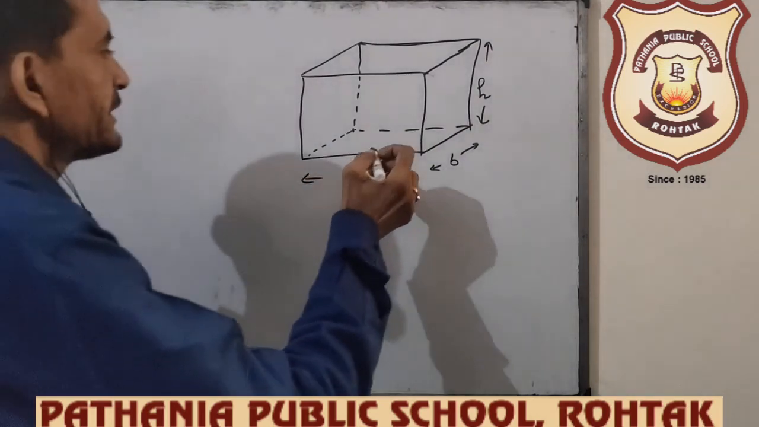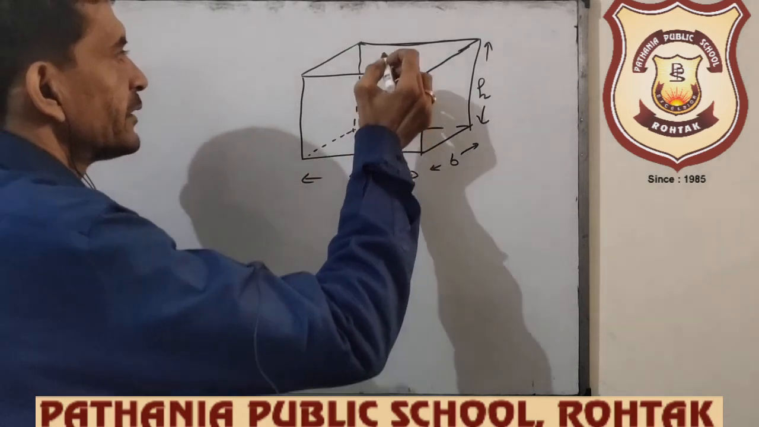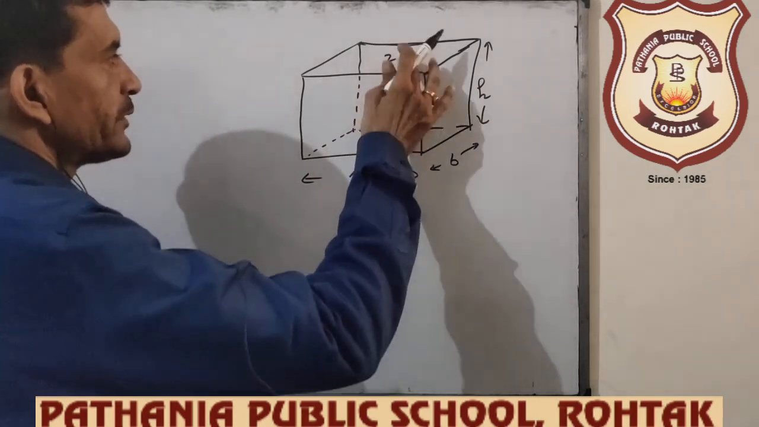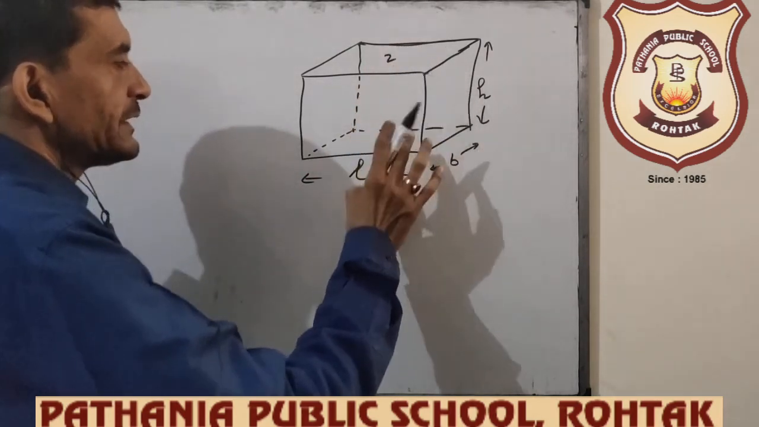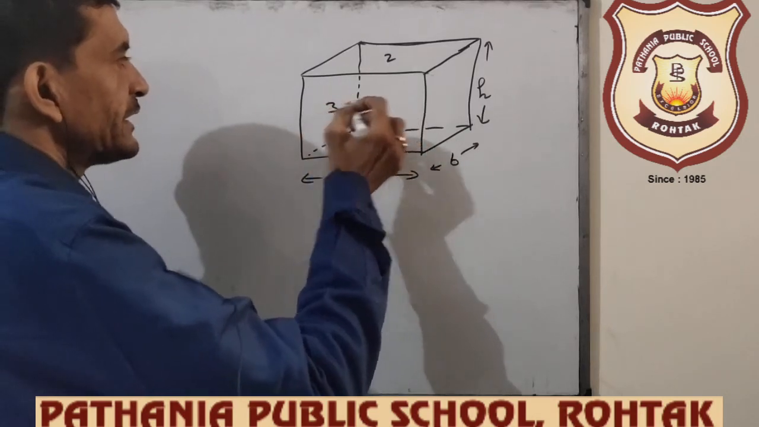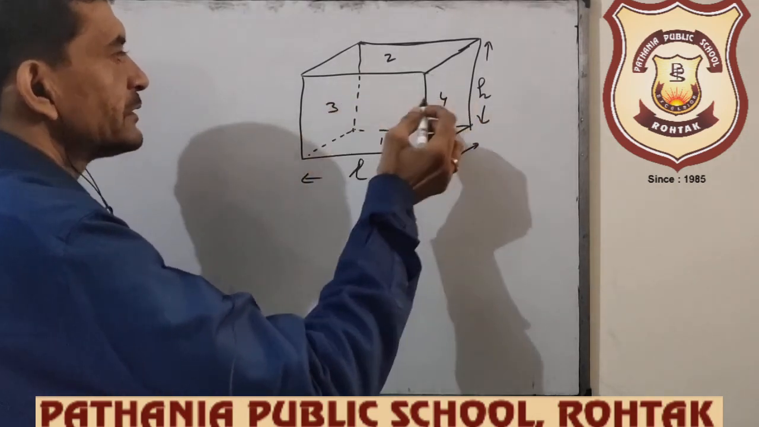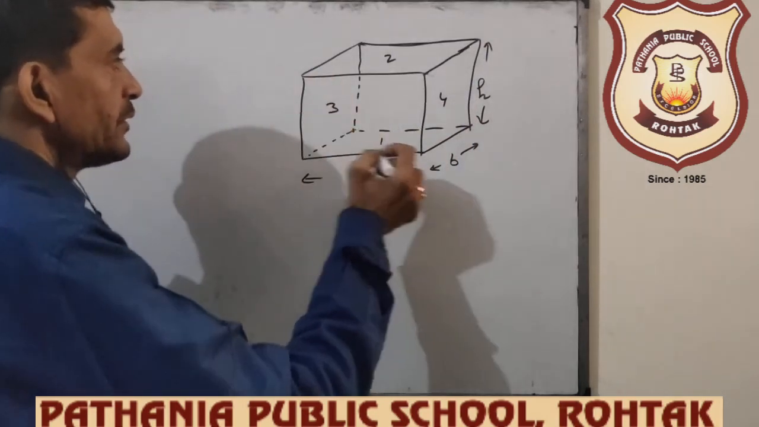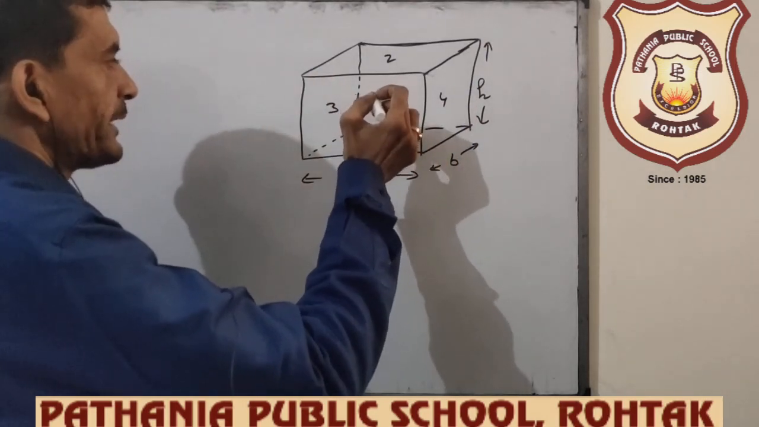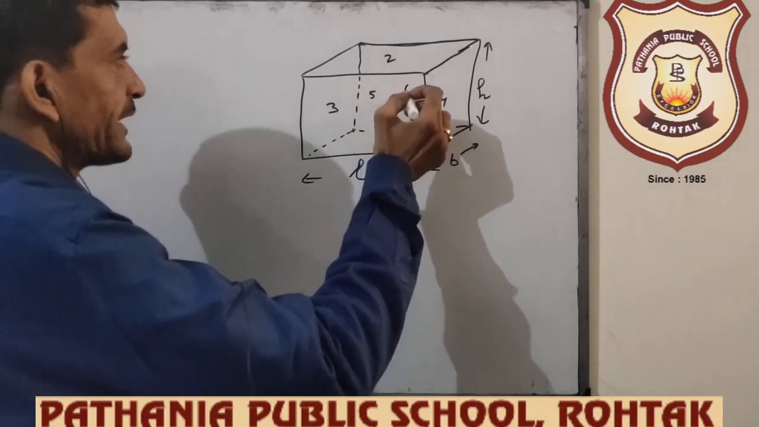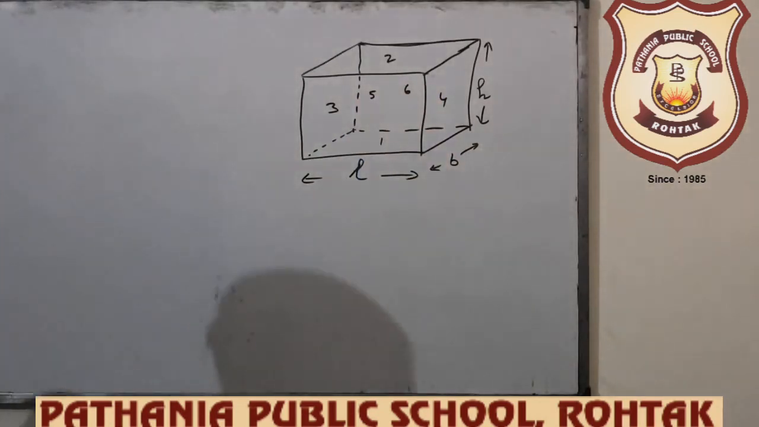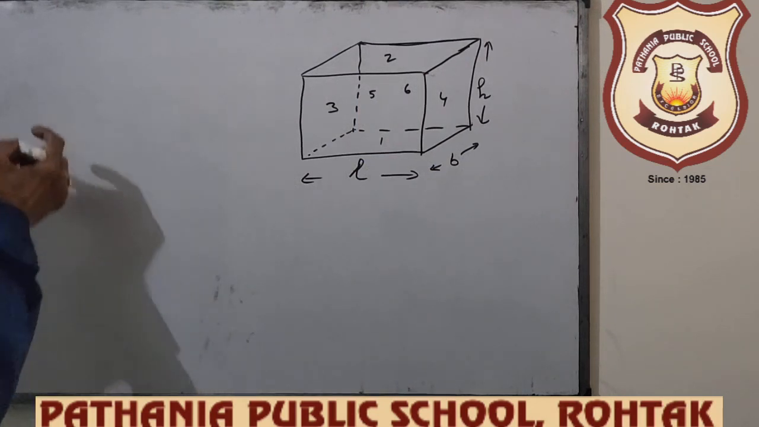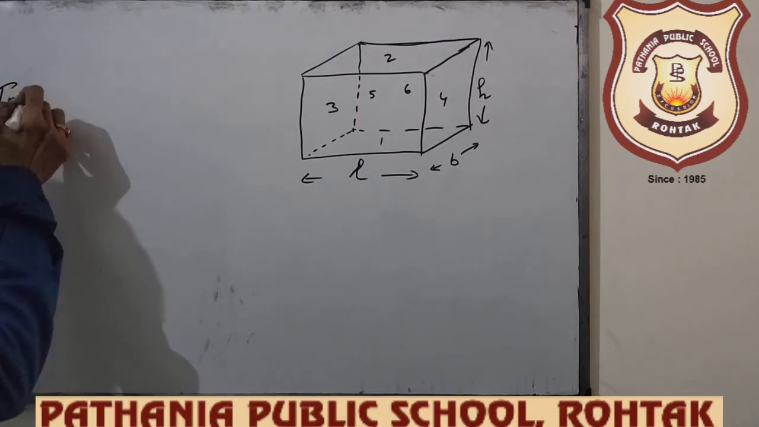How many surfaces are there? One is this, two is this. Roof and ceiling, floor both have the same area. These 3 and 4, the side walls, have the same area, and this front wall I want to write 5, and this back side is 6. Front and back both have the same area. So what is the total surface area of cuboid?